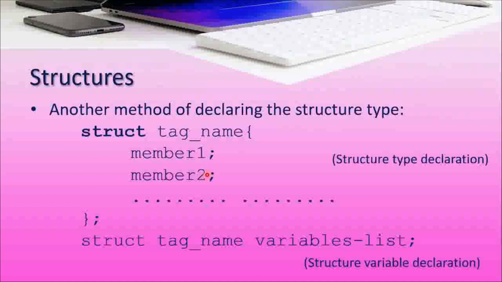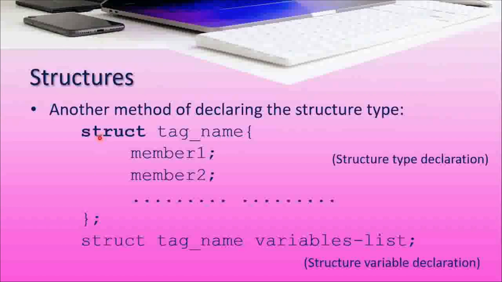But there is another method of declaring the structure type also. In that case, we give a name to the structure type. Here we start with the struct keyword again, then we give a name, represented here as tag_name, and then as usual we put the braces, then all the members, member 1, member 2, member 3, whatever be the number of members within that structure, are defined here. Then we end the braces with a semicolon.